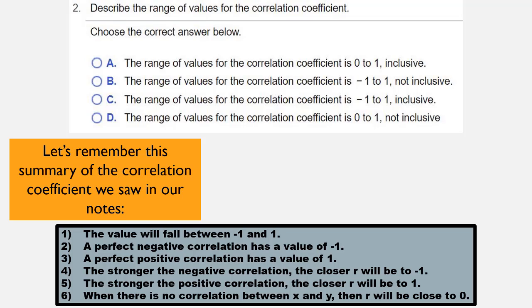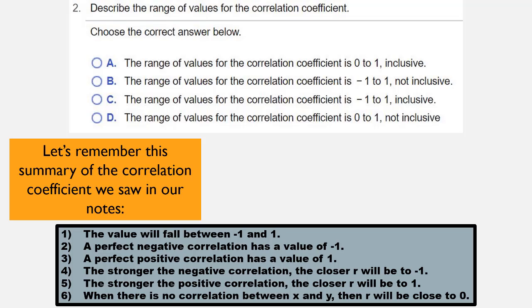Well, when you have a range of numbers, like -1 to 1, when you say inclusive, you mean you're including the endpoints of the interval. So it's all the numbers between -1 and 1, including the -1 and the +1. When you say not inclusive, then it's all the numbers between -1 and 1, not including -1 or +1.